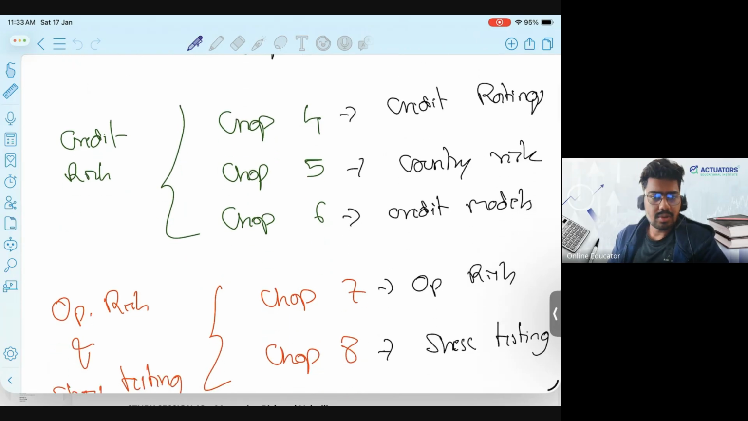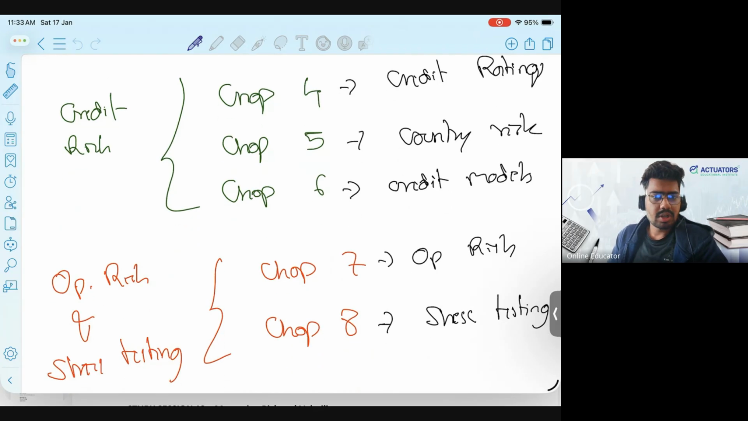So this chapter is talking about credit ratings: how they rate, what metrics they take, and what ratings they assign to issuers. There's internal rating and external rating as well. तो क्या difference है उसमें?